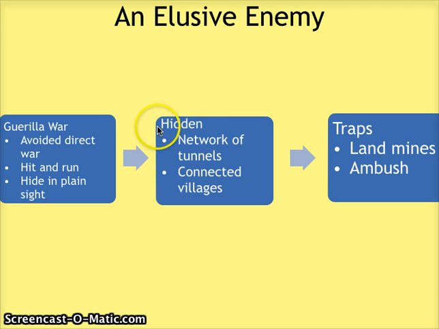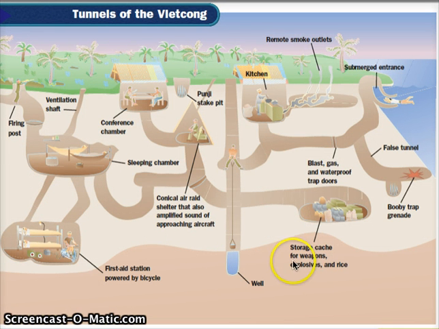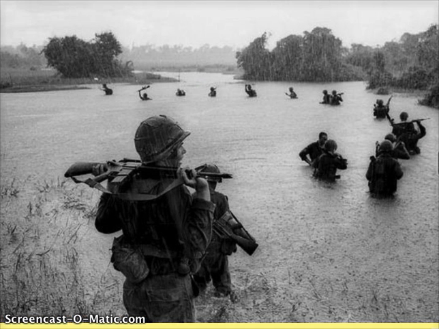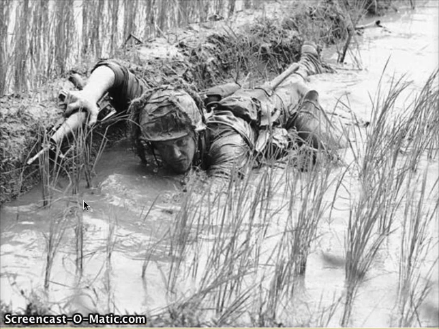The second thing, there's a hidden network of tunnels both outside of Hue, which is in the middle near the demilitarized zone, and outside of Saigon. And they're connected to villages. The Viet Cong has also set up many landmines, and they ambush the American enemies. Here is an example of some of the tunnels of the Viet Cong. So you can say they're all living underground, which makes it very hard for the US to find and bomb. Here is an example of some of the soldiers walking through the jungle terrain of Vietnam. As you can see, many of these soldiers were not properly equipped.